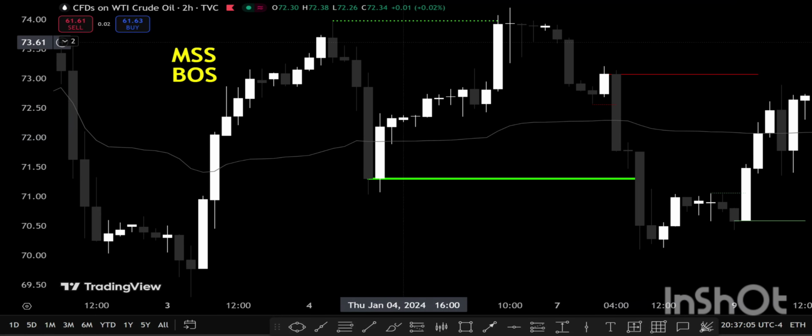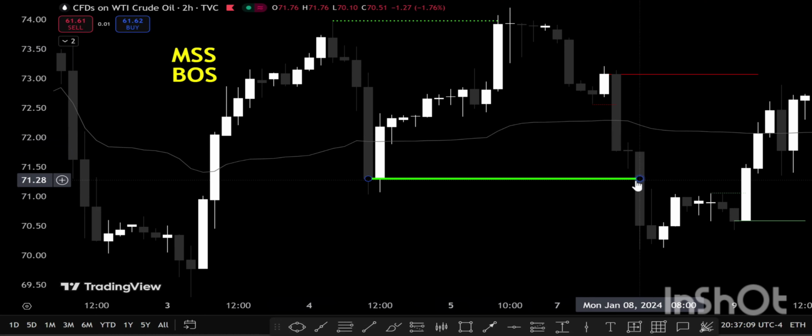So what do we have? We have price that was on a bullish trend. It came down here, and either broke structure or it's a market structure shift. It's going to be revealed what it is. It looks more like a market structure shift. So we're bearish right now.